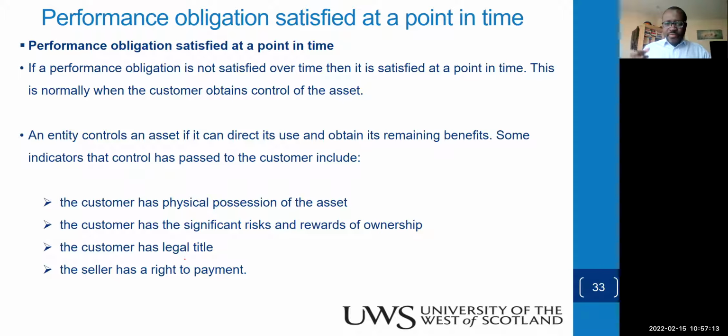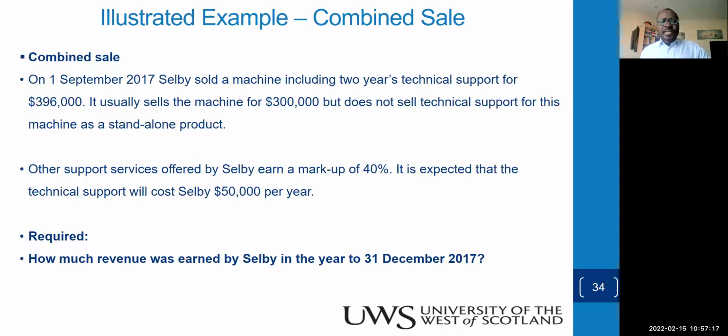At that point in time, you've handed over control of the asset to the customer. Take an example here. A combined sale on 1st September 2017. And once again, I will always entreat you, be careful of the dates. On 1st September, Selby sold a machine, including 2-year technical support for $396. It will usually sell this machine at 300. It means an excess of 96 more or less appears to be the technical support for the 2 years.